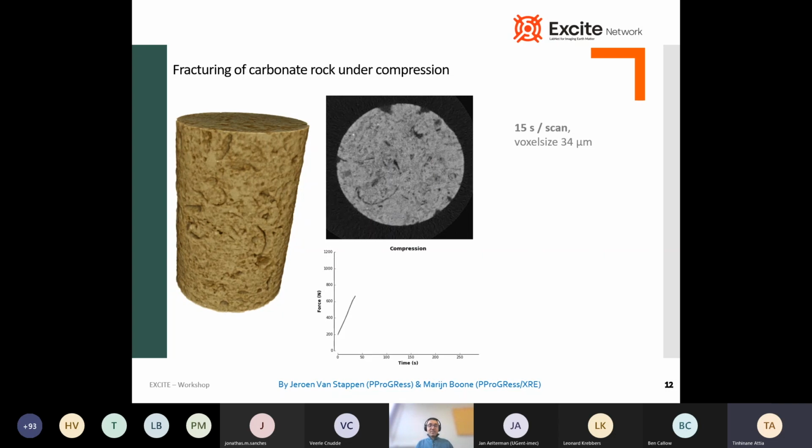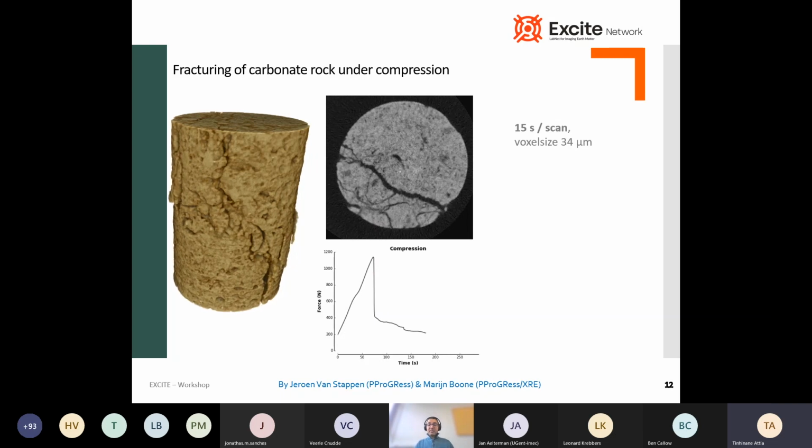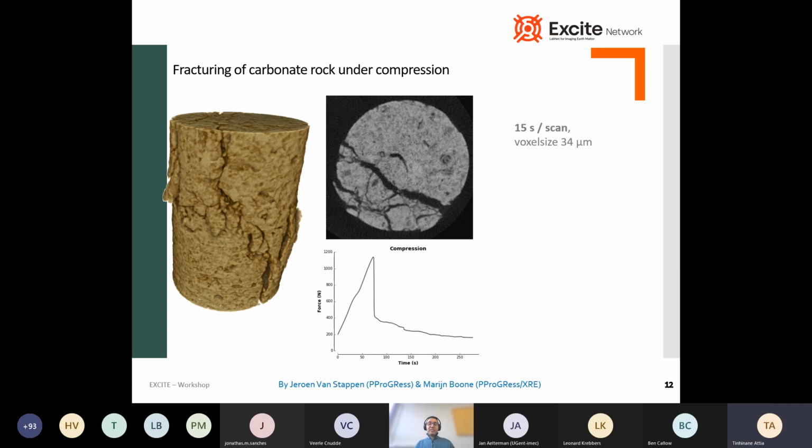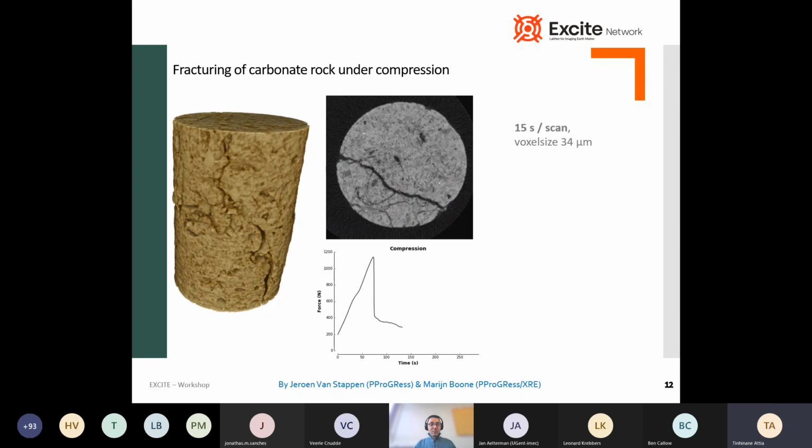But still, these lab experiments are very valuable for preparation for synchrotron experiments. And they help a lot to know what we are expecting. And then therefore, we can design our experiments in the best way possible.